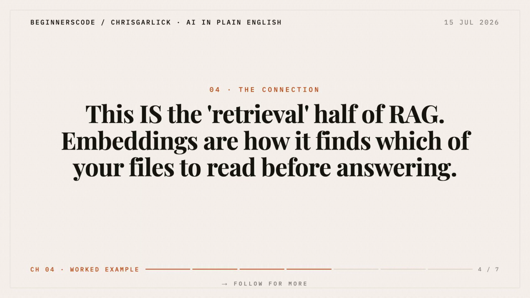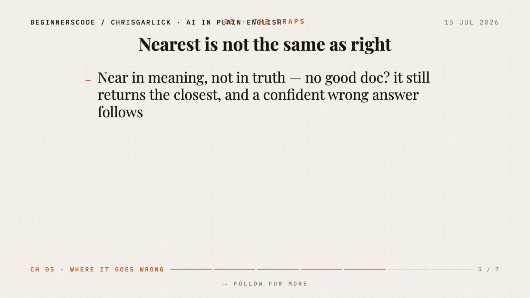And there's the connection to something you might already know. This is the retrieval half of RAG. When we said RAG lets the AI read your files before answering, embeddings are how it finds which files to read. The same trick powers product search that understands something warm for winter, and finding the one relevant clause in a 200-page contract.